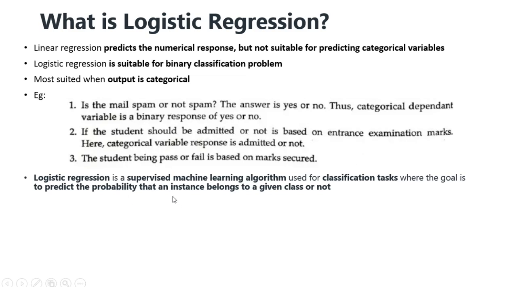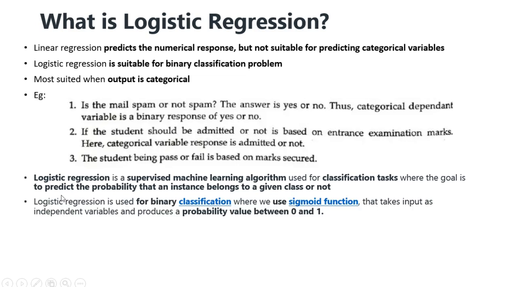Logistic regression is basically a supervised machine learning algorithm. Though the word says regression, it is largely used for classification tasks, where the goal is to predict the probability that an instance belongs to a given class or not. You need to remember this: here the goal is to predict the probability for an instance. We are going to see next how we can find the probability that the instance or test variable will belong to the class or not.